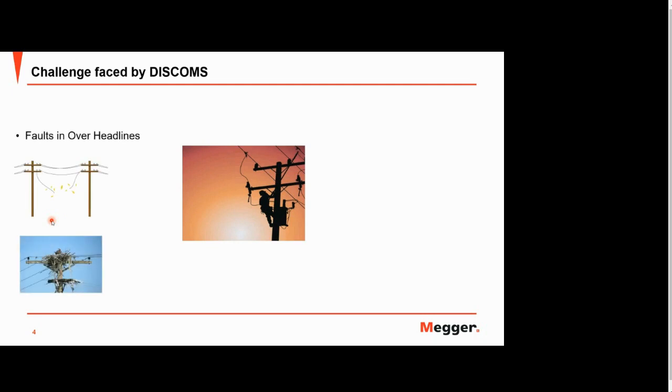When we talk about the challenges faced by distribution companies, the first thing is the various faults happening in overhead lines. If we list them one by one, the list is quite big: phase-to-phase faults, phase-to-ground faults, high impedance faults, broken conductors, bird hits, power down, voltage and current unbalance in the phases. There are various faults happening in the overhead network very frequently.